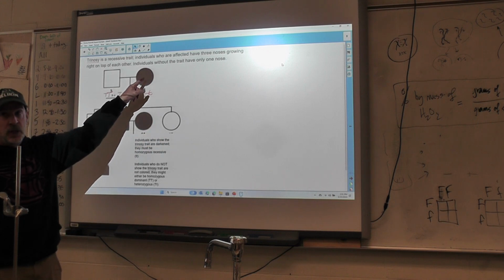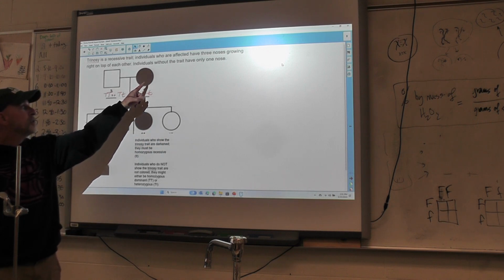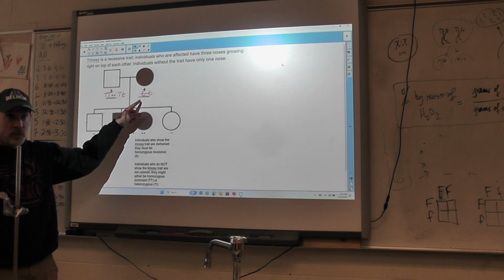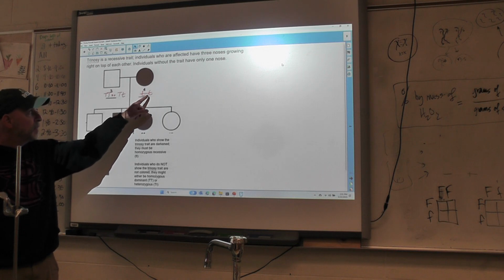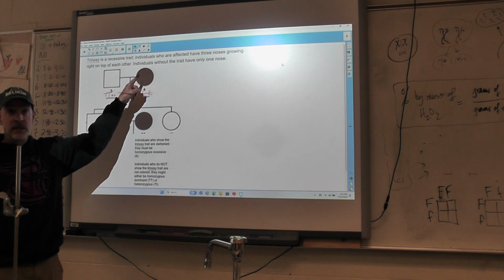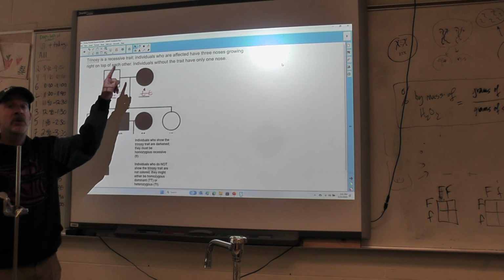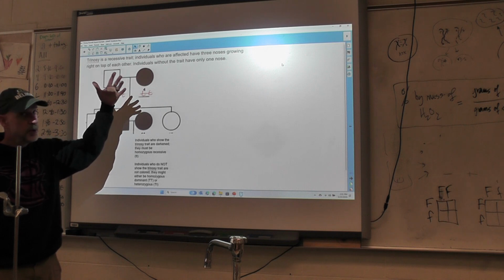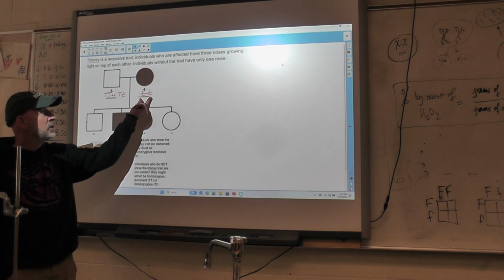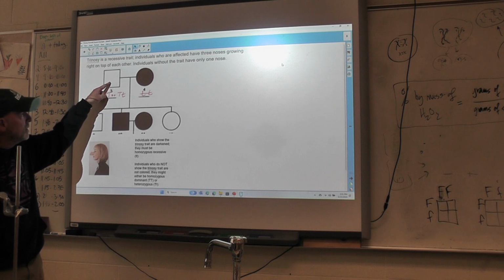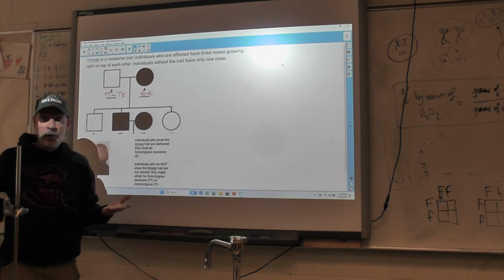Since this individual has trinosy, I know that she has to be homozygous recessive. The genotype of this individual is homozygous recessive because she shows the recessive phenotype. The only way that can happen is if she has 2 recessive alleles. This individual right here, though, I don't know.